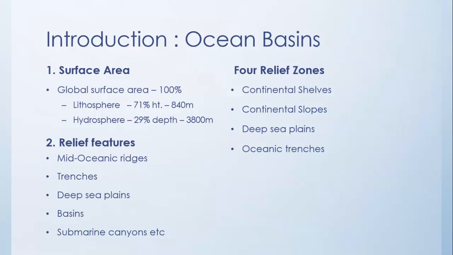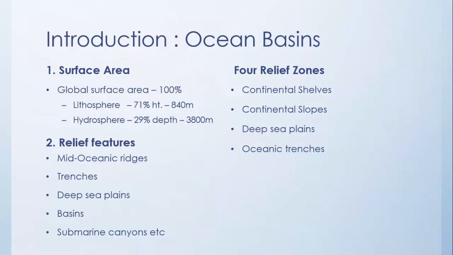We know that the ocean basins are the portion of area which are not included in land, that is lithosphere. So the lithosphere constitutes about 71%, and the hydrosphere constitutes about 29% of the global surface area, which is nothing but the ocean basins. The average height of the lithosphere is about 840 meter. The average depth of the hydrosphere is about 3,800 meter.